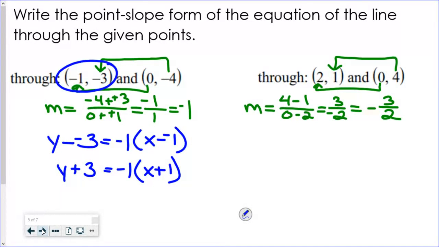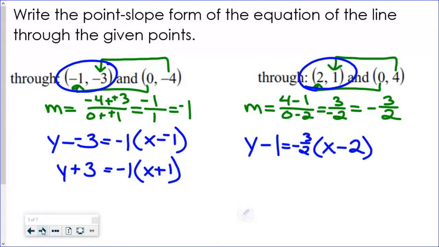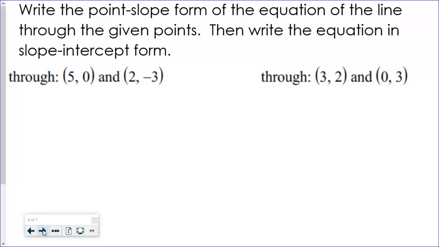If I'm going too fast, slow me down. And then if I just want to use the first point, that's nice and easy. Y minus y equals the slope times x minus the x. And there's nothing to change here. Now, it only told me to leave it in point slope form, so I'm done. I don't have to change it unless it says to change it to slope intercept form. Okay, so now this is what it says. Write it in point slope form and then change it.